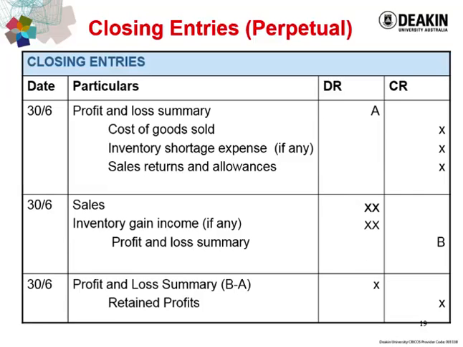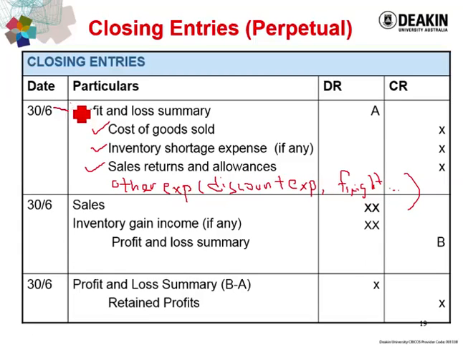Under the perpetual method, we will close various expenses and contra income accounts with a credit entry. So specifically, we credit cost of goods sold, we credit inventory shortage expense, if any, we will credit sales returns and allowances, and we will also credit other expenses. For example, your discount allowed, so your discount allowed or discount expense. You will also credit your freight inwards, that is your transportation costs, and so on. Then you debit P&L summary with the total.